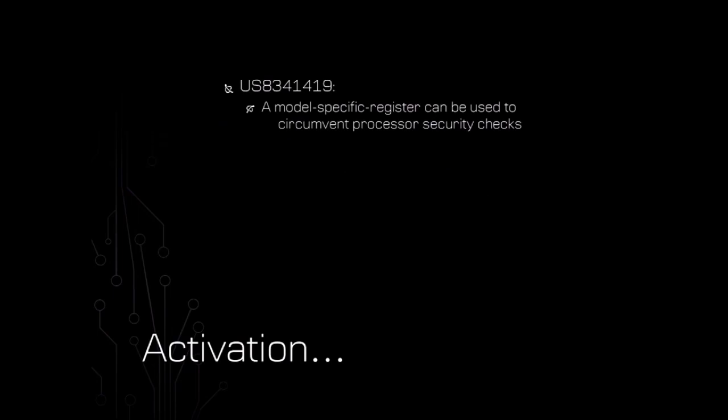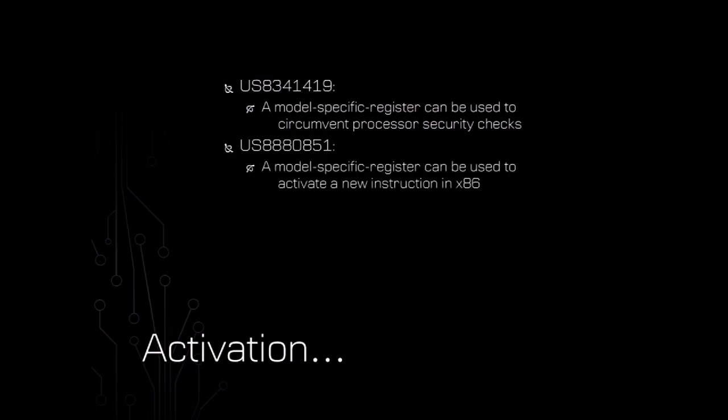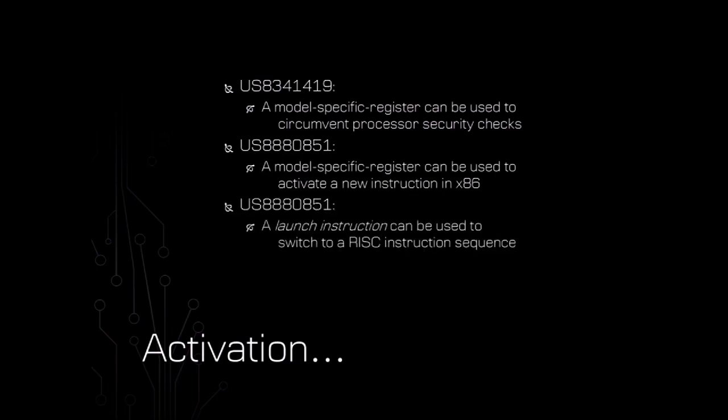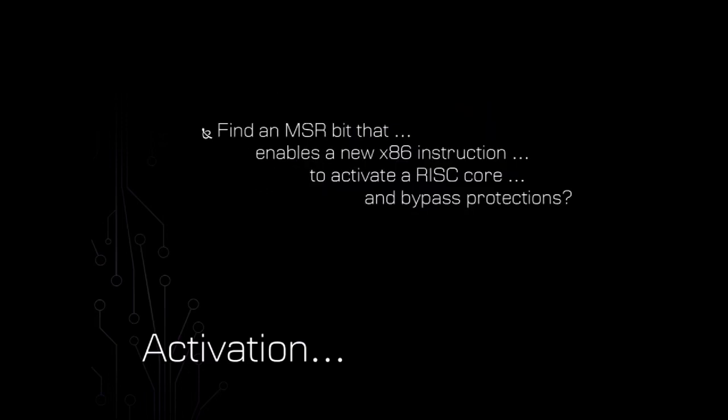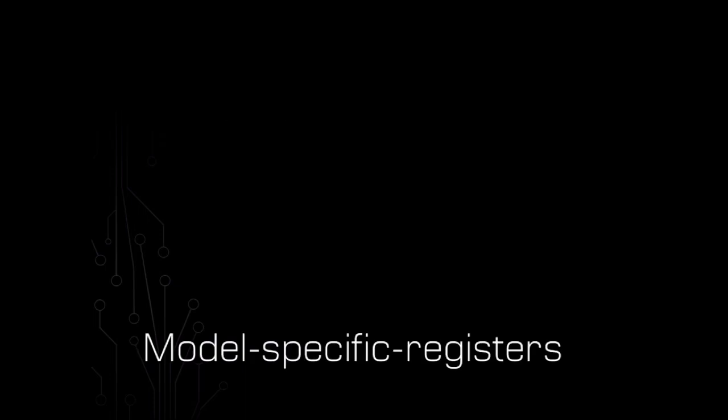Well, there's 3 little tidbits from the various patents I was able to pick up on that might point us in the right direction here. We've got one patent that says a model-specific register can be used to circumvent processor security checks. We've got another patent that says a model-specific register can be used to activate a new instruction in x86. And we've got a third patent that suggests that a launch instruction can be used to switch to a RISC instruction sequence. So if you put these 3 things together and fill in the gaps, it sounds like there is some model-specific register bit that enables a new x86 instruction that activates a RISC core that can bypass the processor security checks. So let's start with the first step in that chain, this model-specific register.